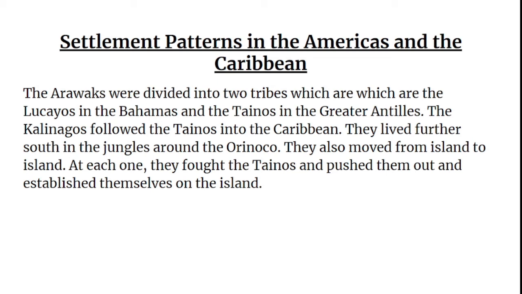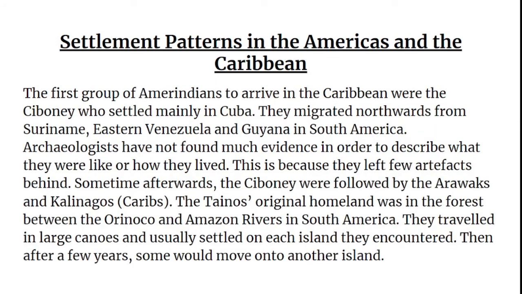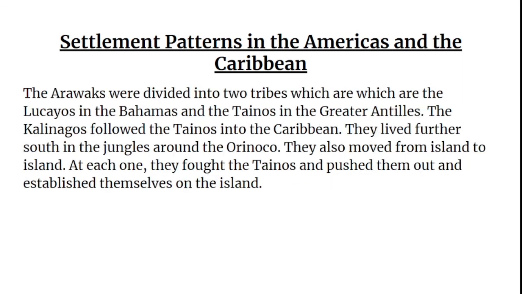So the Kalinagos lived further south in the jungles around the Orinoco. If you want to know what I'm talking about, remember that the Tainos' original home was in the forest between the Orinoco and Amazon rivers in South America, right? And the Kalinagos lived further south than them in the jungles around there. They also moved from island to island. So at each one, they followed the Tainos and pushed them out and established themselves on the island. So they followed them, fought the Tainos, then pushed them off the island and put themselves on the island and said, yes, we own this island.